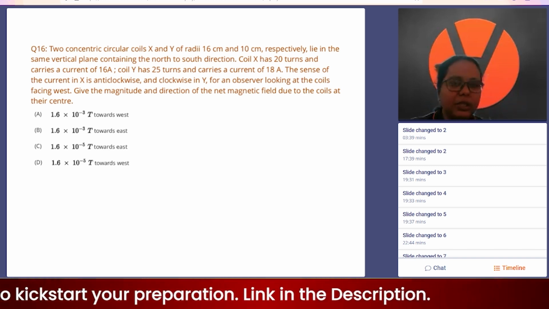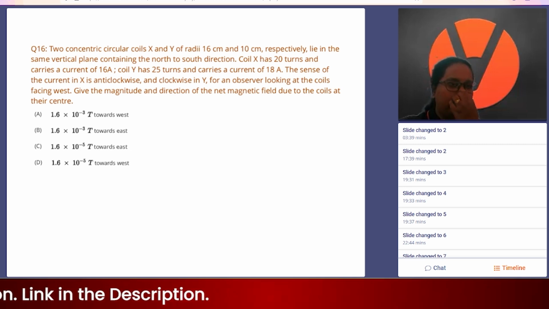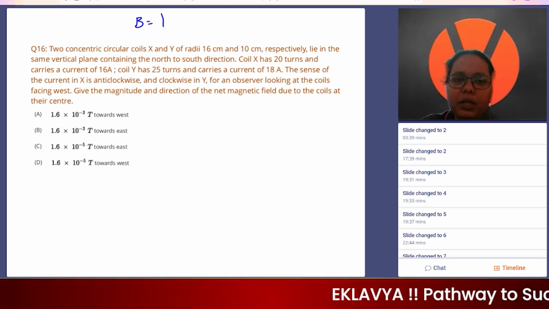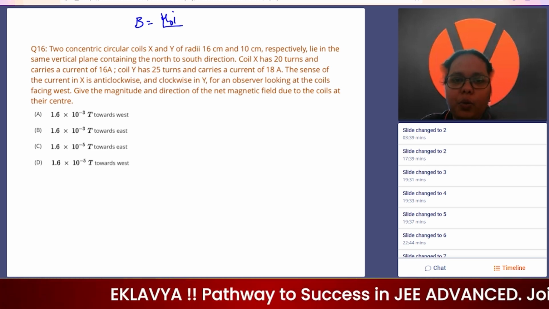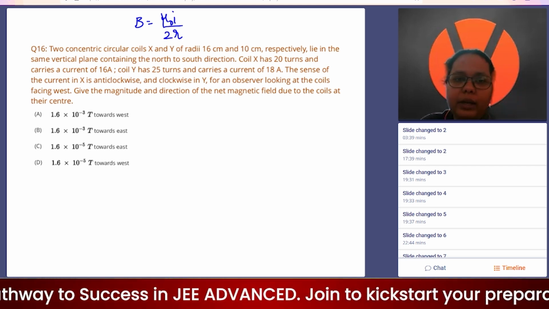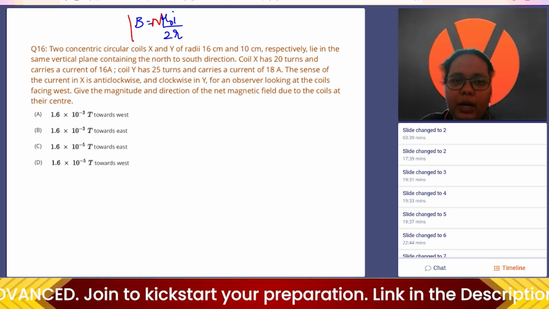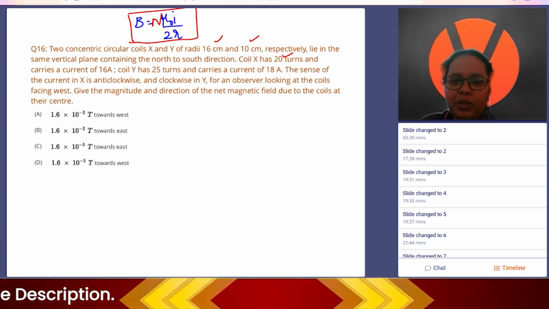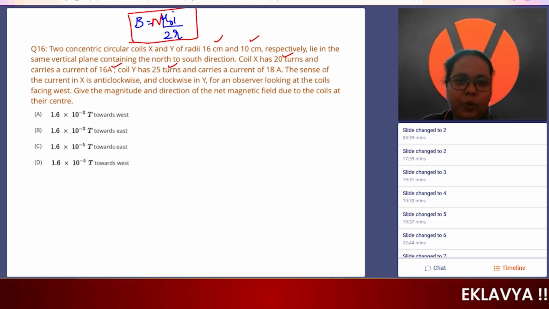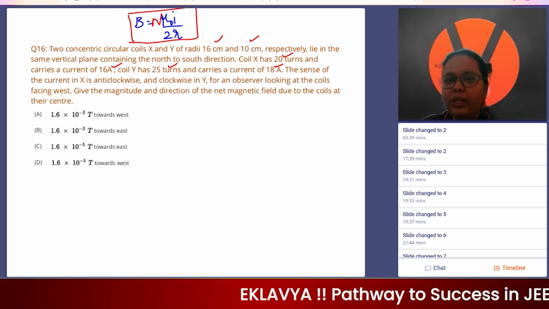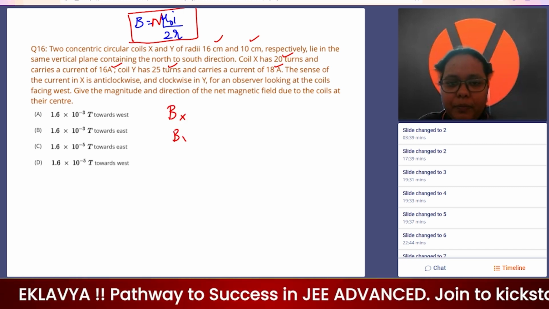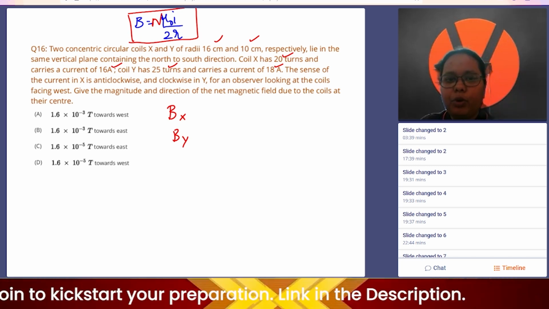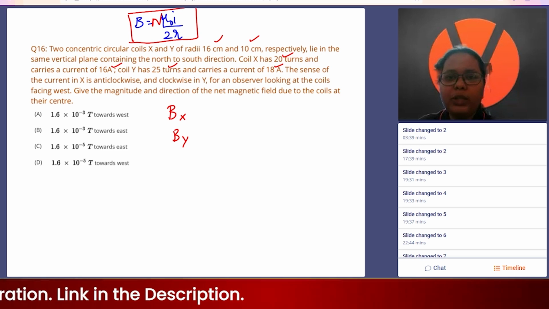What they mention is two concentric circular coils. For concentric circular coils, what is the formula we know? B is equal to mu naught I by 2R, and if there are n turns, the formula is mu naught I by 2R into n. All the values, the radius, the number of turns in X and Y, and how much current each is carrying, they mention. So what you need to find is Bx and By with the help of this expression, n mu naught I by 2R. Now about the direction.